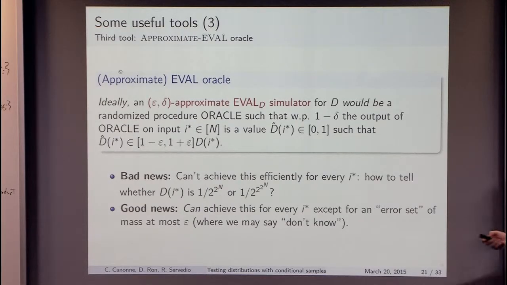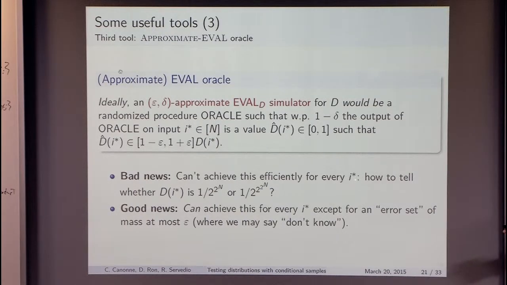So you say, well, maybe there's an approximate eval oracle. The natural definition is that maybe there's some algorithm where, with high probability, it gives me a good approximation, some high accuracy multiplicative approximation to the amount of mass that the distribution puts on some point. You think about this for a minute, and you see this is also ridiculous, right? How could you conceivably do this?